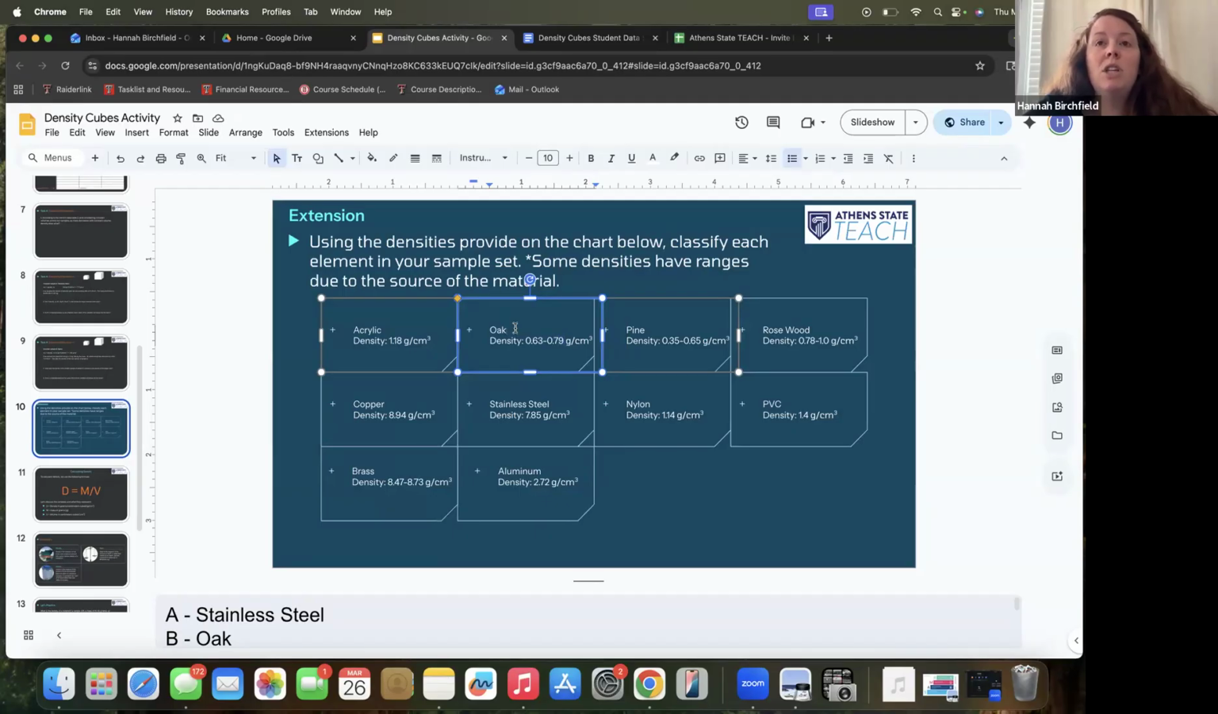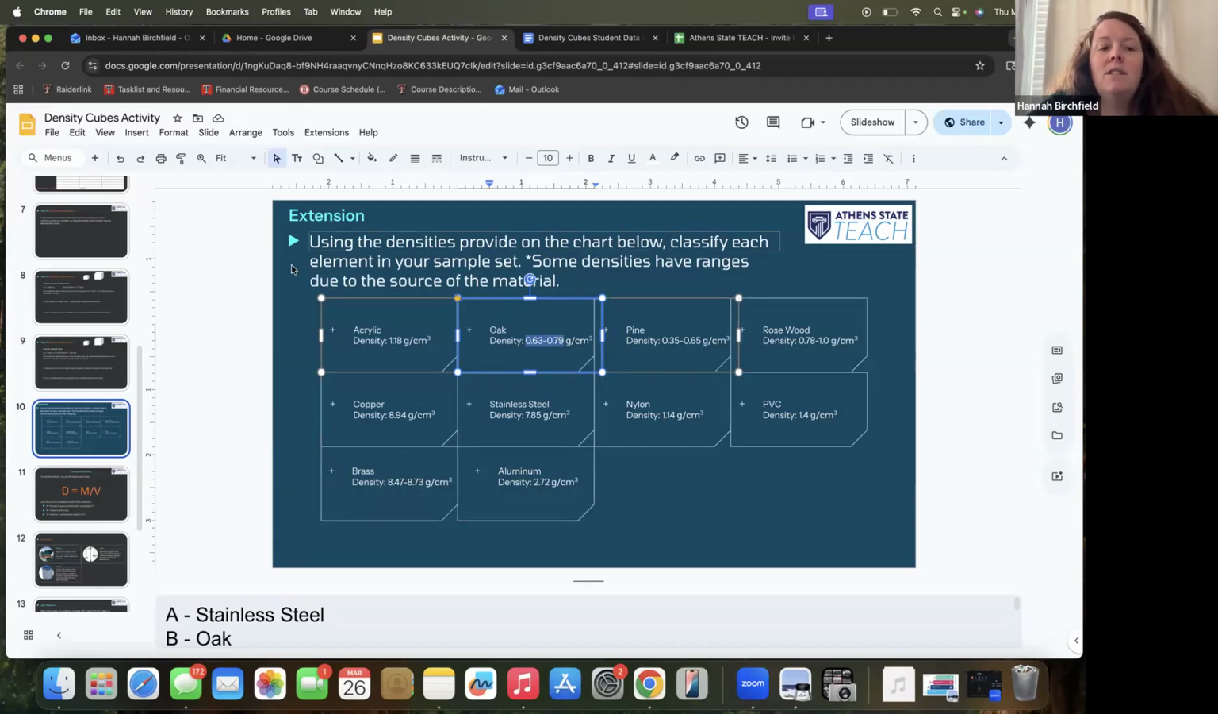Depending on what geographical area it is, maybe that environment is more humid and there's more moisture in the air, or maybe it's a really dry area. And so the actual density, because the weight of the wood is going to be different, the density may vary. And you can see several items have ranges.